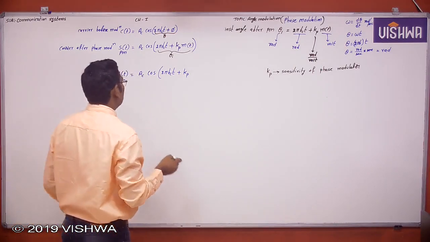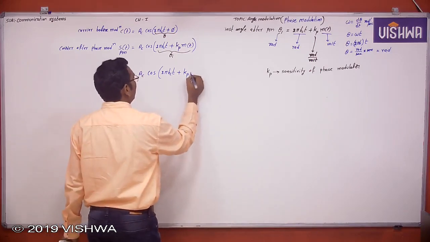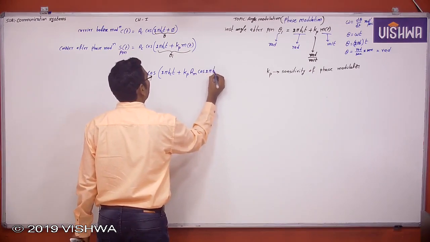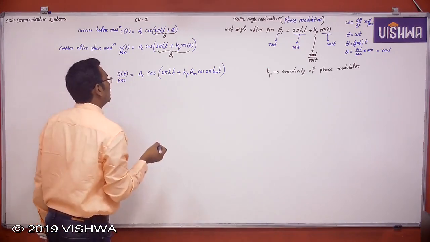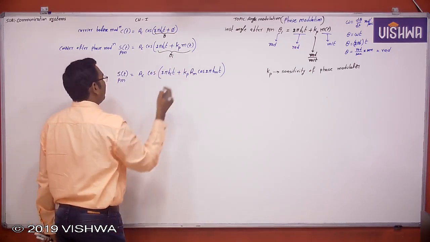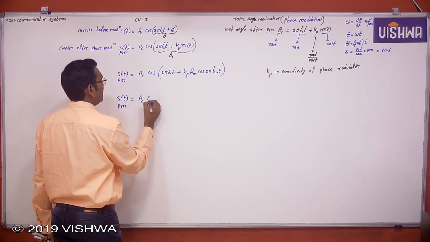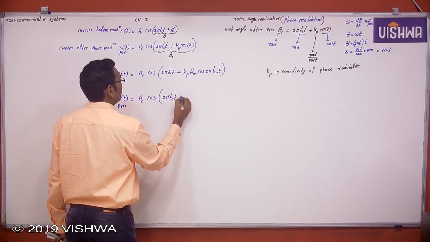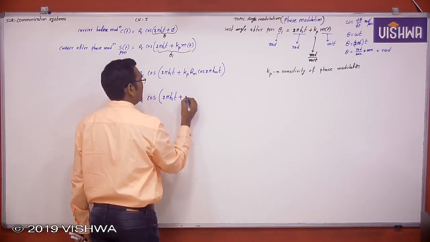Now this is Kp. Now m of t, what is m of t? You know that m of t is Am cos 2 pi fm t. Therefore, this is the instantaneous angle after phase modulation. Now see here, S of t for the PM phase modulated signal is Ac cos(2 pi fc t plus Kp into Am cos 2 pi fm t). Now this is Kp into Am.